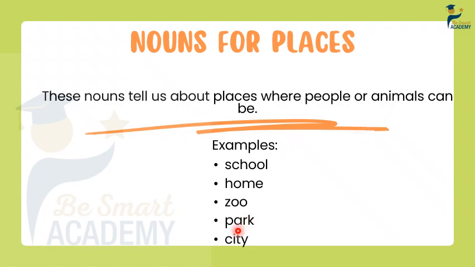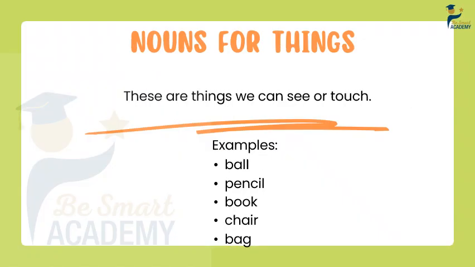Okay, now what about the park? Who goes to the park? It's a place, right? It is a place where people usually go. And now finally we've got the city. So the city is a noun that tells us about a place where people can be. Very good.